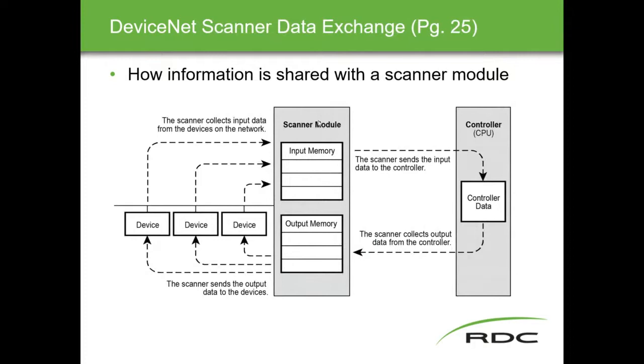Okay, how does it work? I guess I kind of explained it all here, but we have our devices. The devices send their information to the scanner module input memory. The scanner module sends that data to the controller. The controller does its magical computations, runs it through the program, then sends its data out to the output memory table of the scanner module, which gets updated, and then it sends that new updated information back up to the device, and the cycle continues every so many milliseconds.